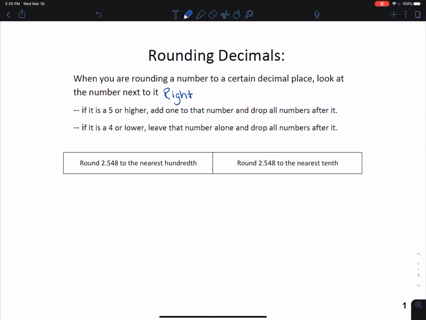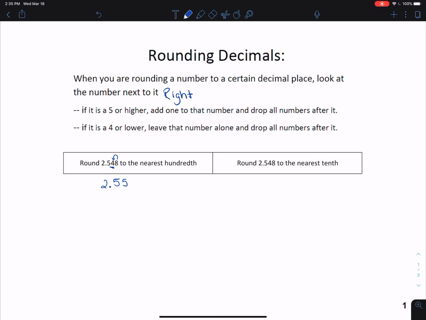So if we're rounding 2.548 to the nearest hundredth, 4 is currently in the hundredth spot. The 8 next to it tells us to bump that 4 up. So I'm going to bump it up to a 5. The numbers before it, that 2.5, stay the same, and I drop anything after it.